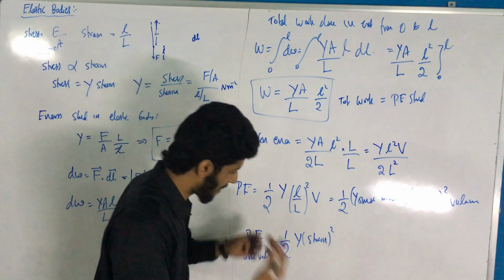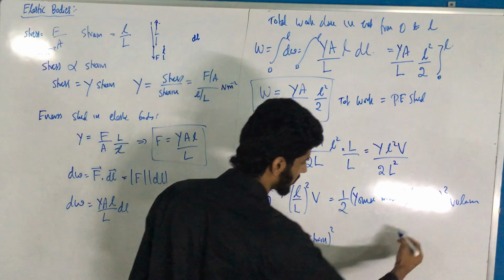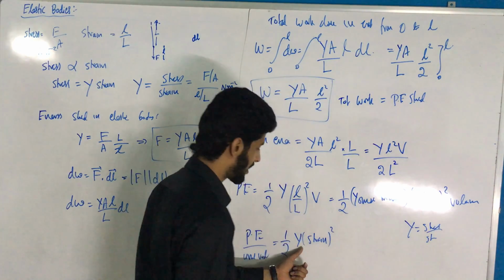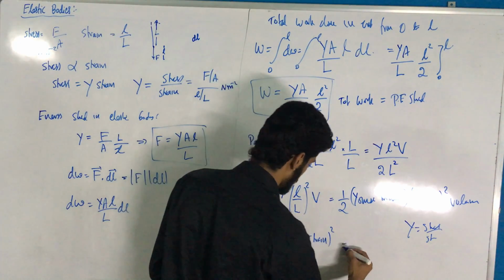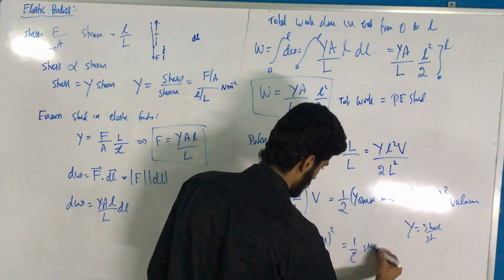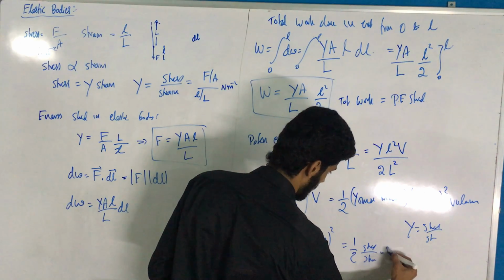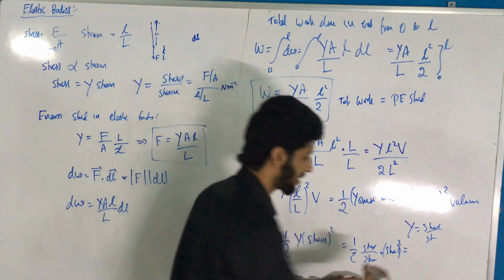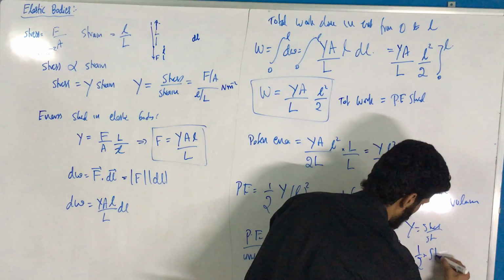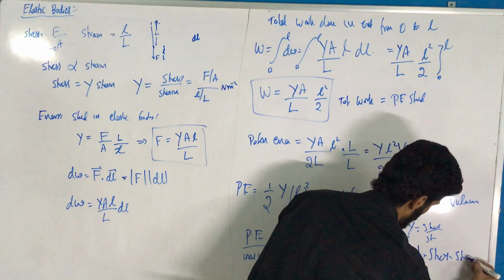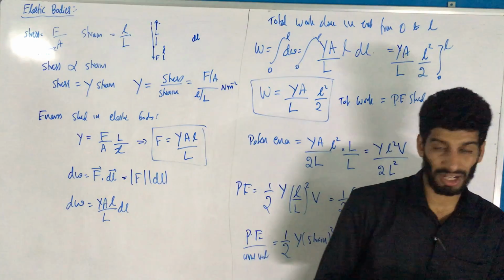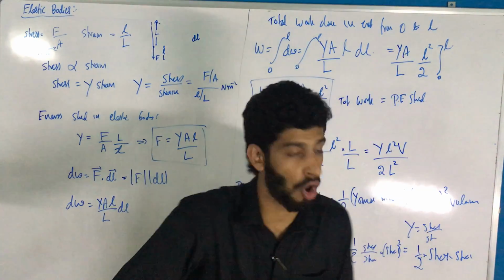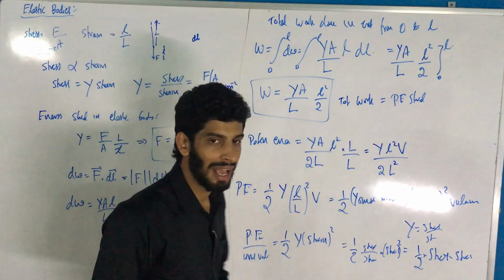I can write this same expression in terms of stress also. I know that Young's modulus is equal to stress by strain. I can write the expression for Young's modulus here: half times stress by strain, times strain squared. So one strain cancels. So it is half into stress into strain, which is an expression for the potential energy stored per unit volume in the elastic body in terms of stress and strain.